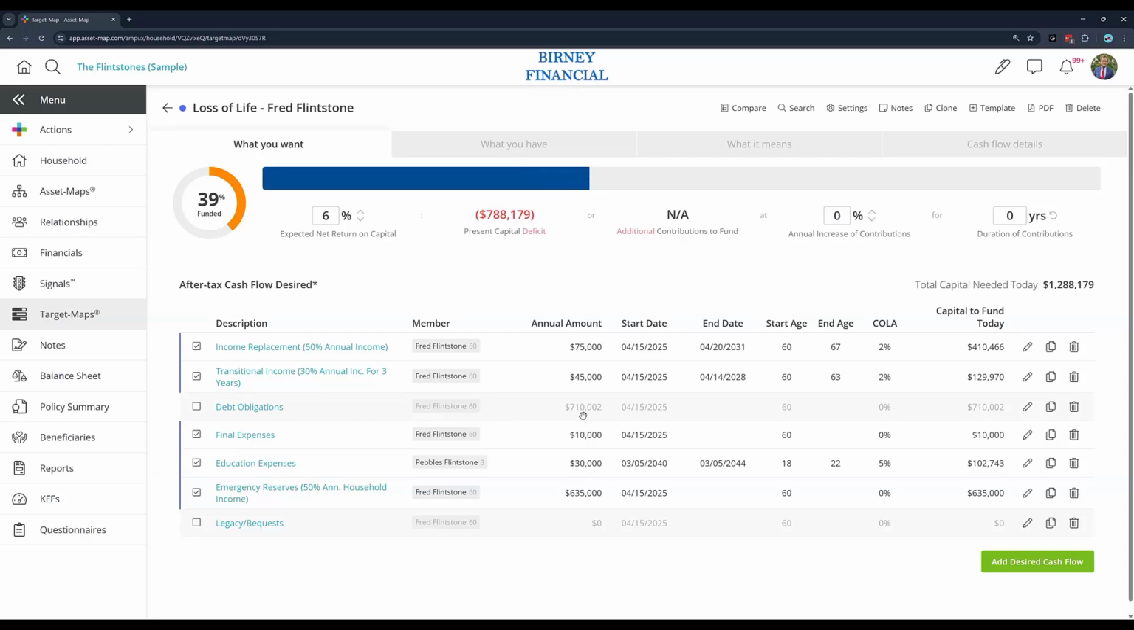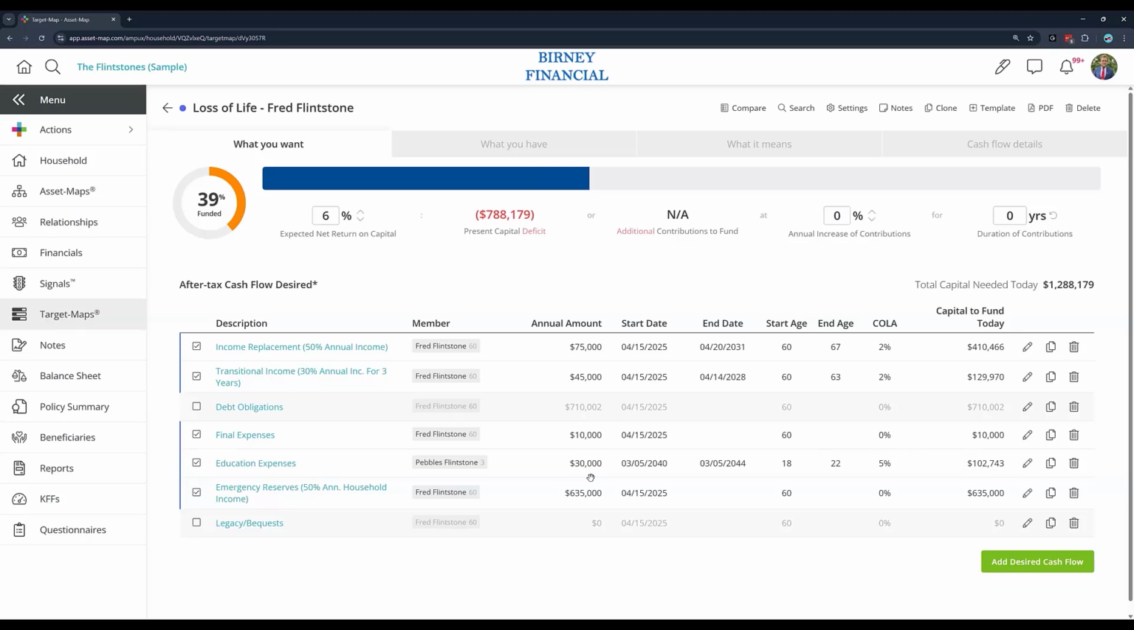So do that with every target map you run. Your defaults are a good starting point, but override them with whatever the client's goals are. Sometimes they match up. Hey, Wilma, is 10 grand enough for a funeral? She says, yeah, sure. Great. Leave that one alone. That's good. Next up is education funding.